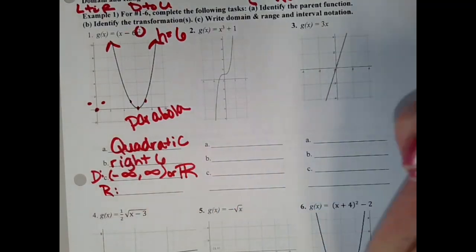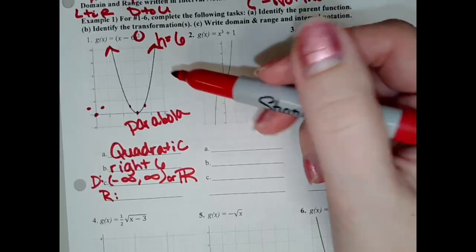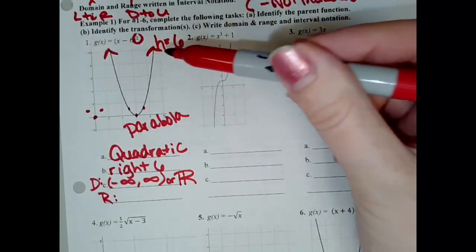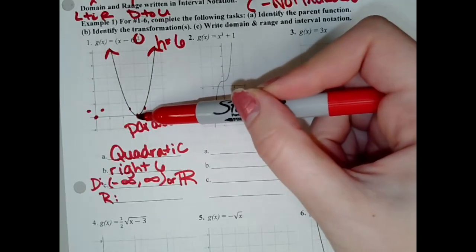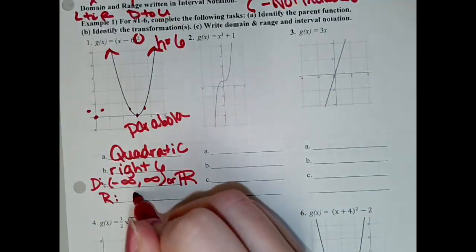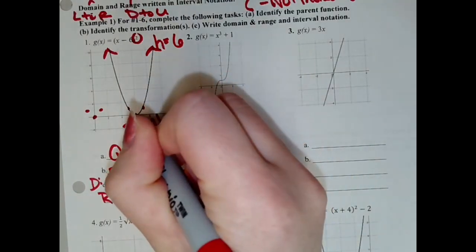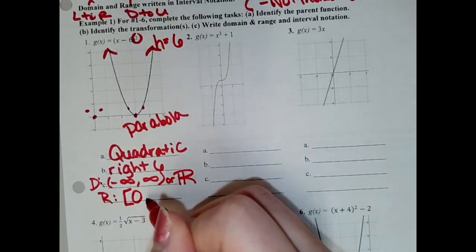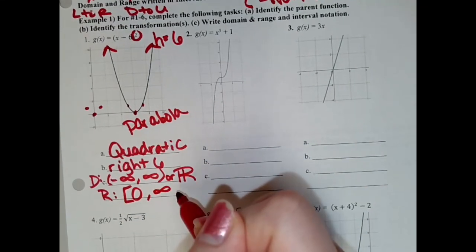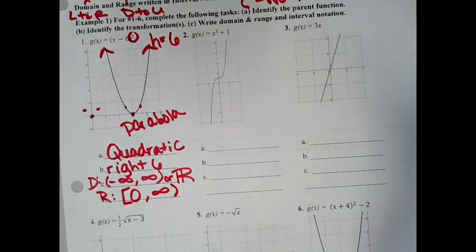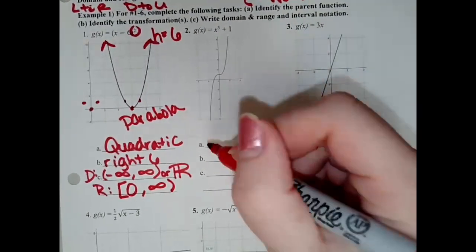Now, range will not be all real numbers because it does not go down and up forever. Because remember, range is y values down to up. The lowest this function is ever going to go has a y value of 0. So 0 is the lowest it'll go. 0 will have a bracket because this point is included on the graph. It does go up forever, so that means that it's going to go up to positive infinity with the parentheses because it's not included.